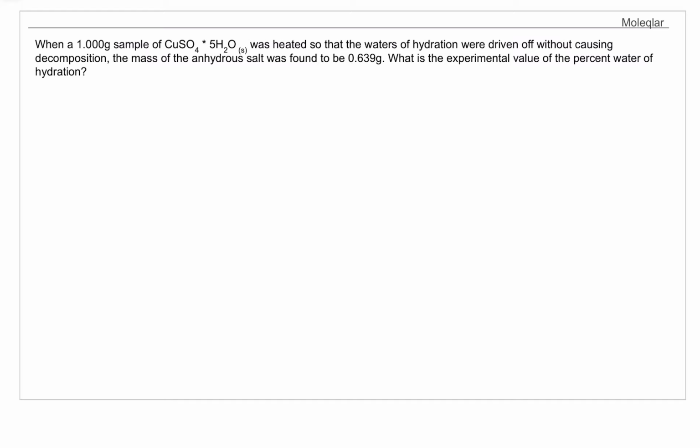Alrighty, now we are going to do an example here that is not a typical example. A typical example will say, hey, we have this hydrate. So remember, a hydrate has waters that are attached to an ionic solid. So in this particular case, our hydrate is copper 2 sulfate pentahydrate. If you're interested in how to name those, I have a video on how to name hydrates.